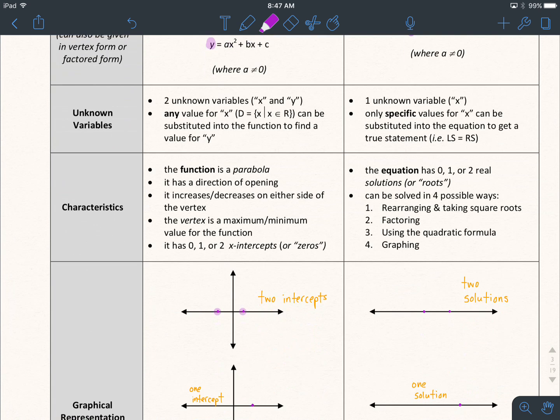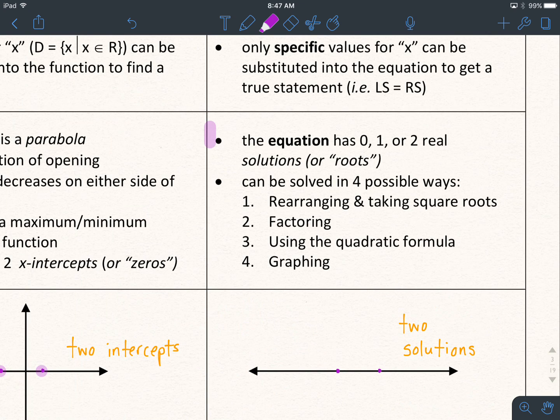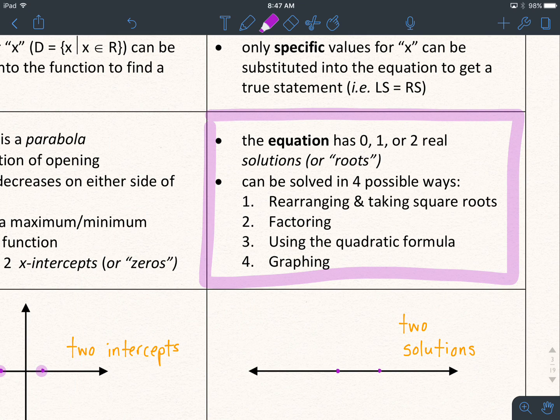This box right here gives you sort of a quick little summary on different ways that you can find out what the x-intercepts will be. Some of these we're going to tackle in this unit, some of them we will have already done. For example, number 4 on this list of ways to find what the solutions of a quadratic equation would be is graphing. Well, we've already done that.